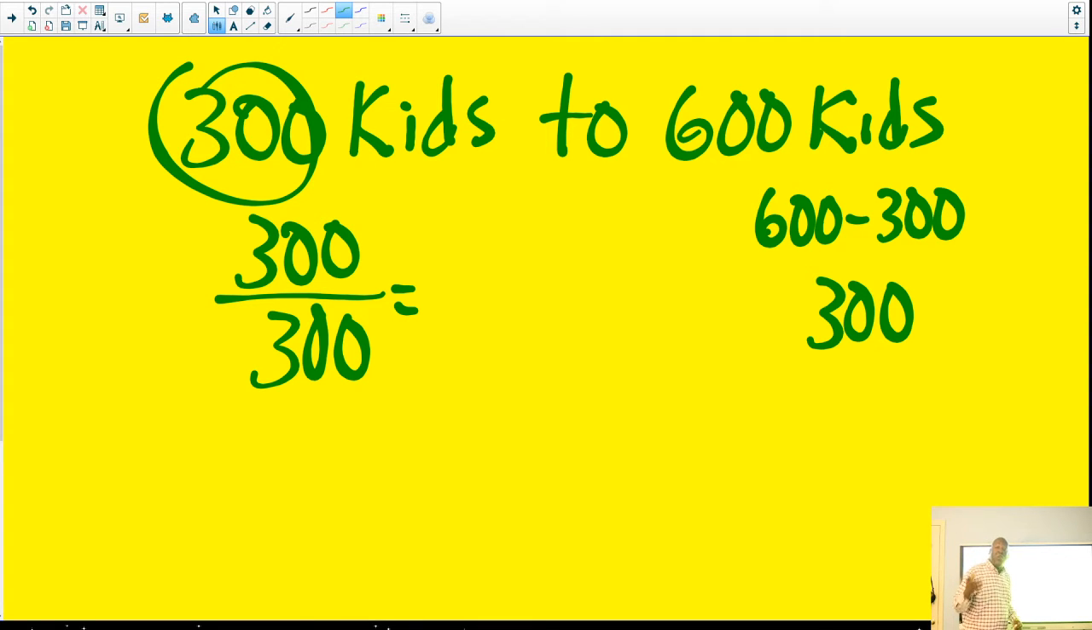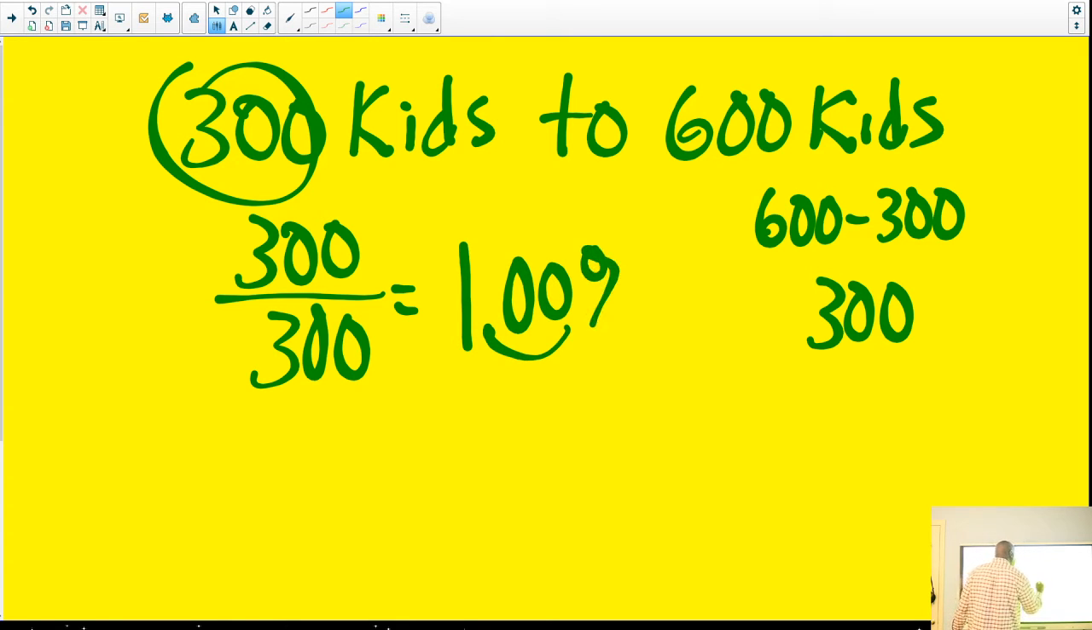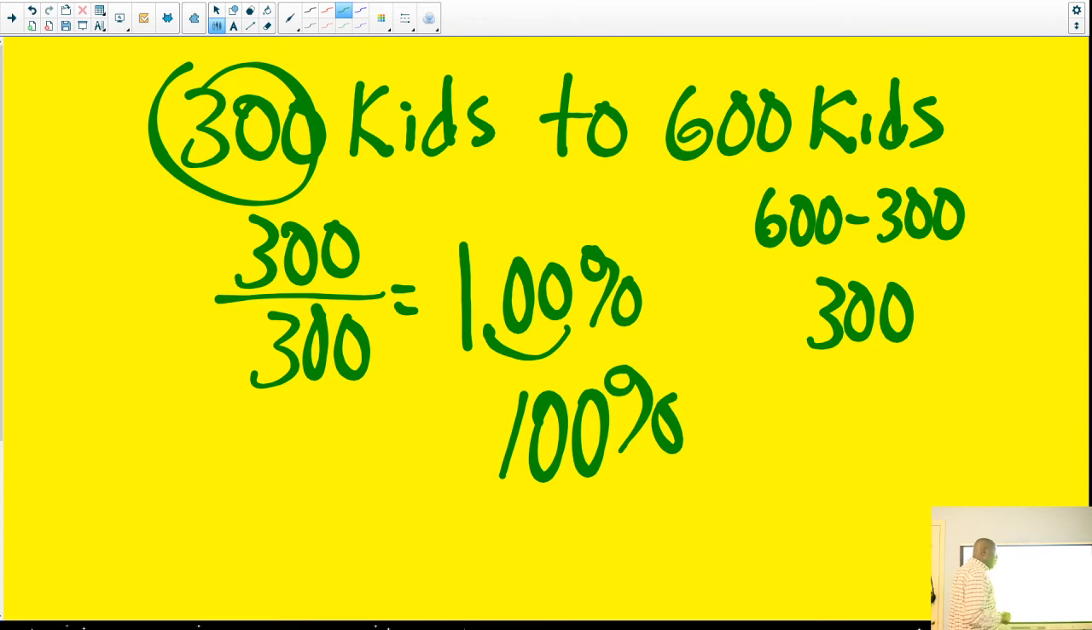And then you can do this in your head. 300 divided by 300 is 1. But do not forget to turn it into a percent. You got to add 2 zeros and add your percent sign. So it's 100%. From 300 to 600, that's an improvement. That's an increase. Went up 100%, a mega 100%. I'm just making that up. But 300 kids to 600 kids, that's pretty good on the end of grade test. Do you know what I mean? That's what I thought. Guys ready to do another one?